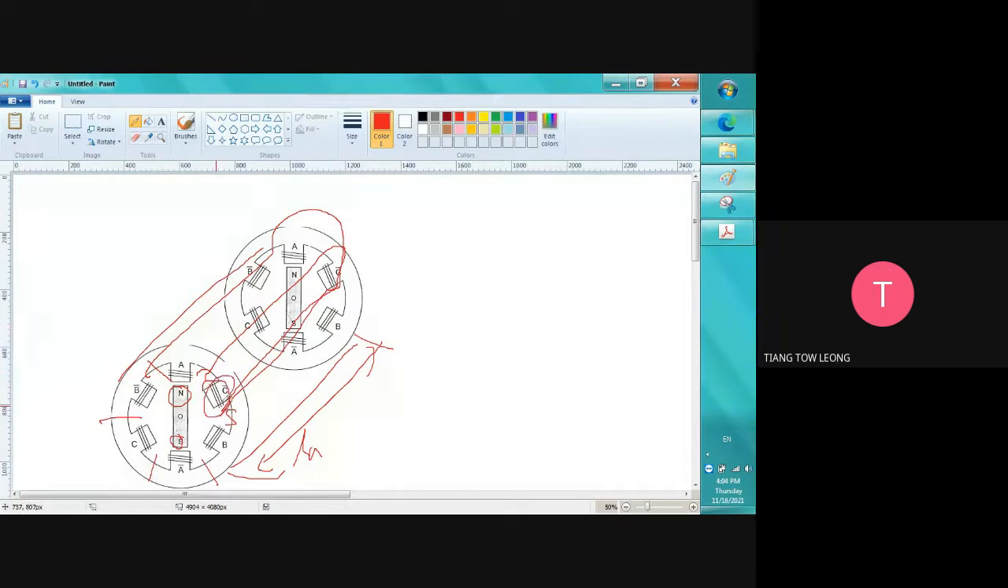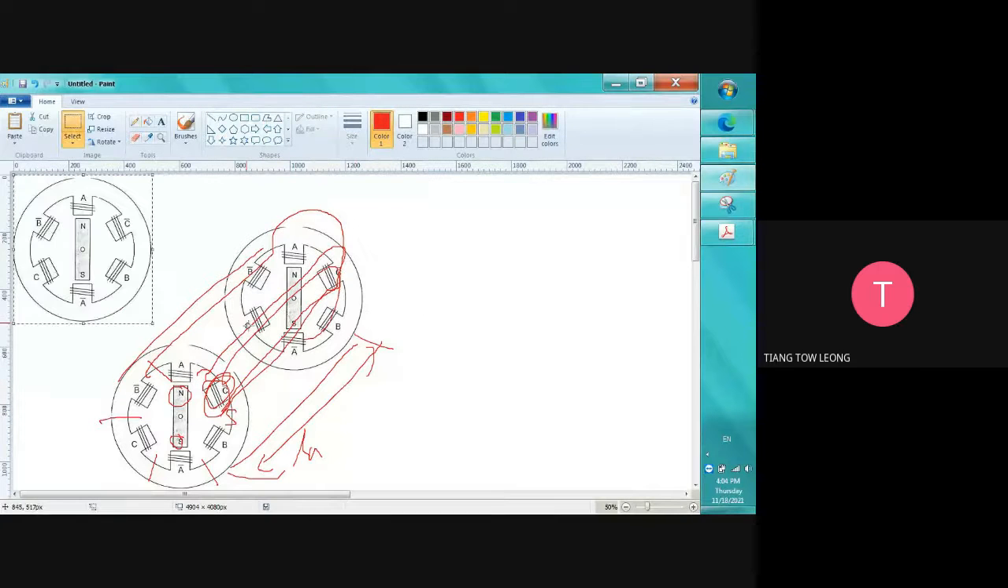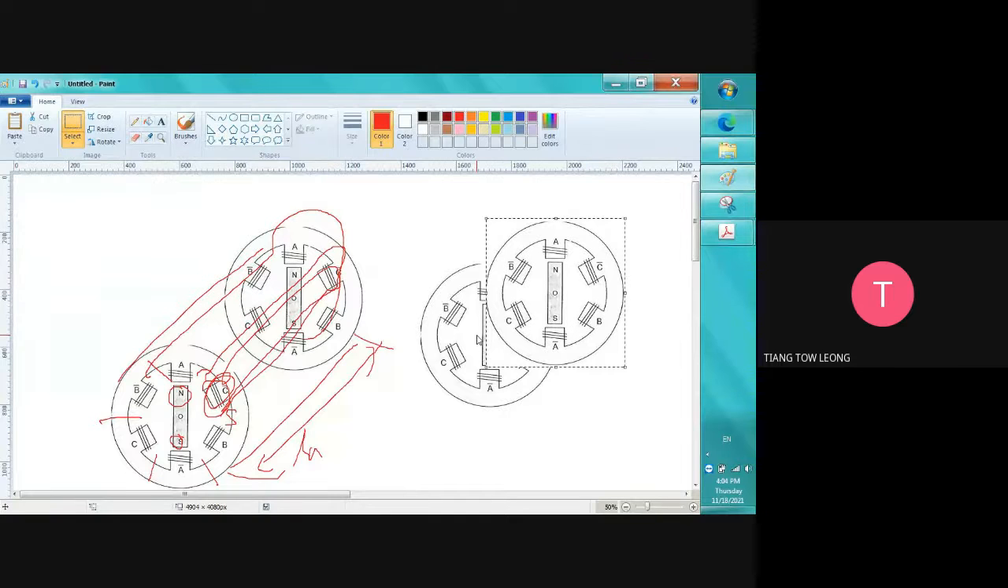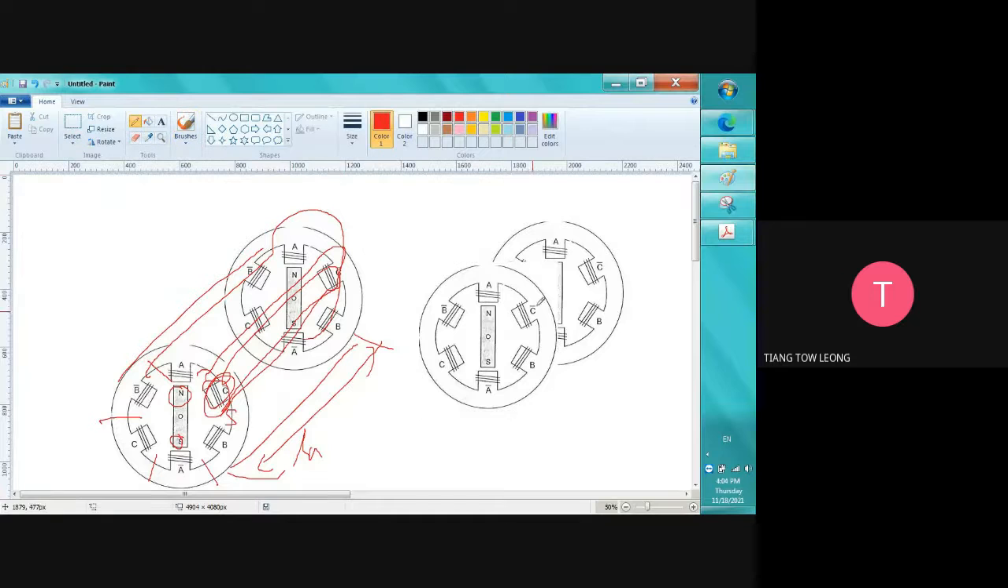Because it's only a coil like this. We only coil like this, right? We coil like this. It's not overlapping. It is not coiling with the other two slots.